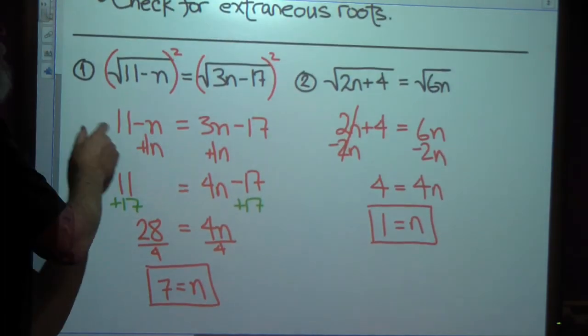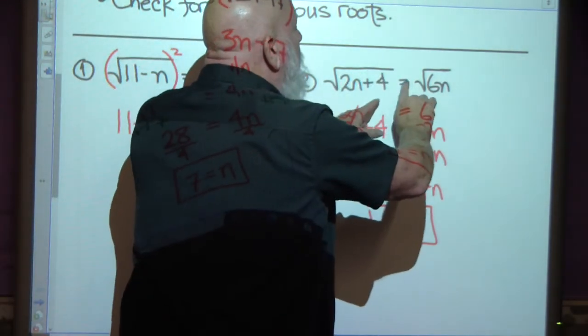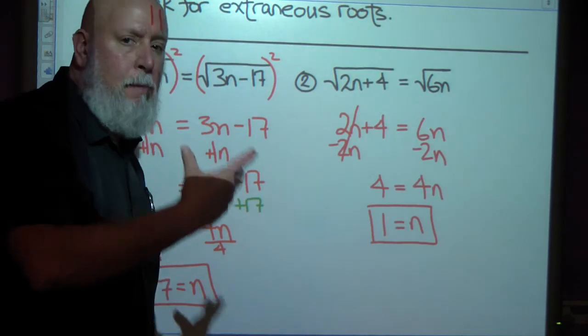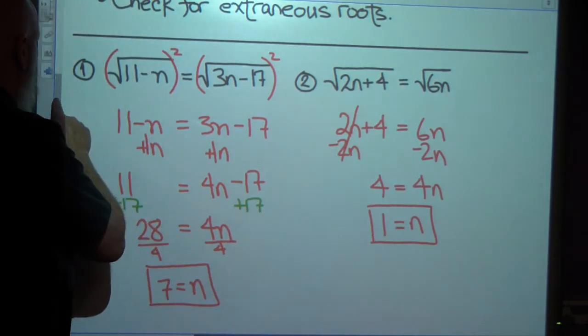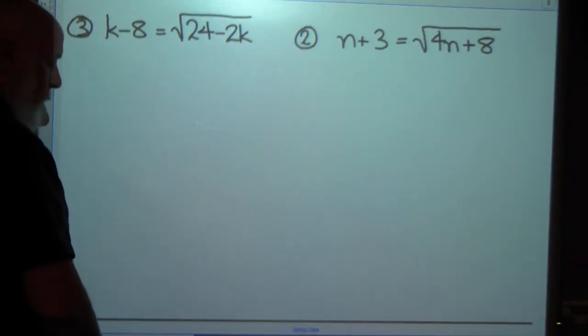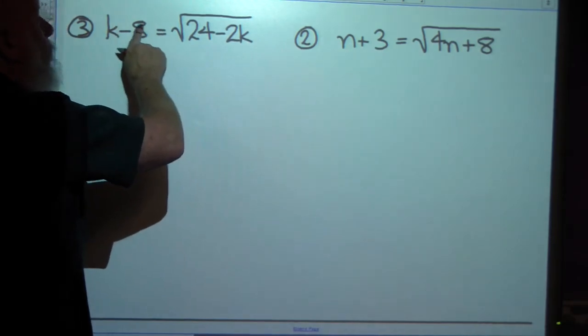Now what we were doing here was a radical equal to a radical. When we do the next two, it's going to be a radical equal to a binomial. So when we go to square it, we're going to square a binomial, which means we're going to have to FOIL. Here I have a radical that's equal to a binomial.